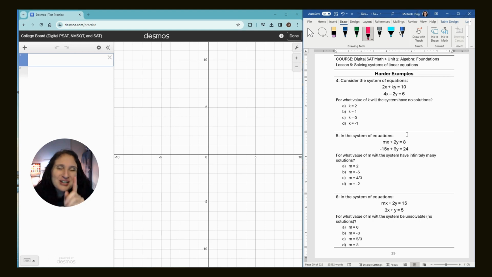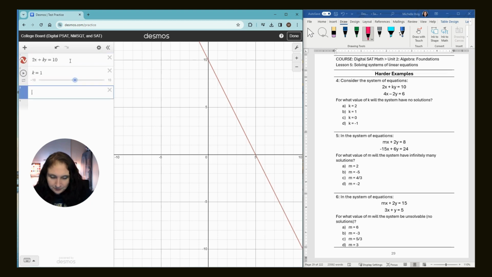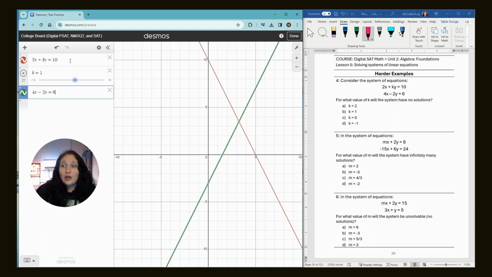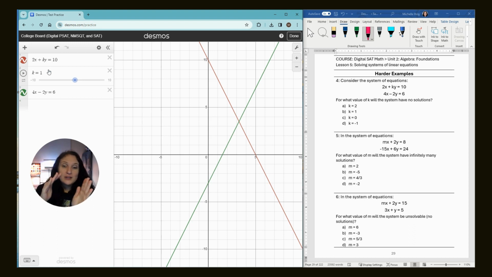All right, watch how amazing this is. I'm going to type everything in, including the letter k. So I've got 2x plus ky. I kind of want to show you the hard way to do this, but I also don't want to bore you. So 4x minus 2y equals 6. Now, you do want that k bar to come up. If it doesn't come up, it's fine. See how it says add slider k? You do want that. Now, we want to have no solution, so we want a k value that gives us parallel lines. Right now, there is a solution if k equals 1.